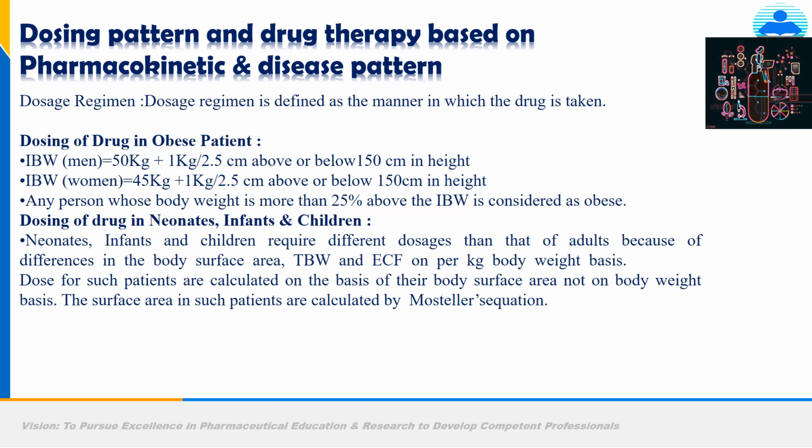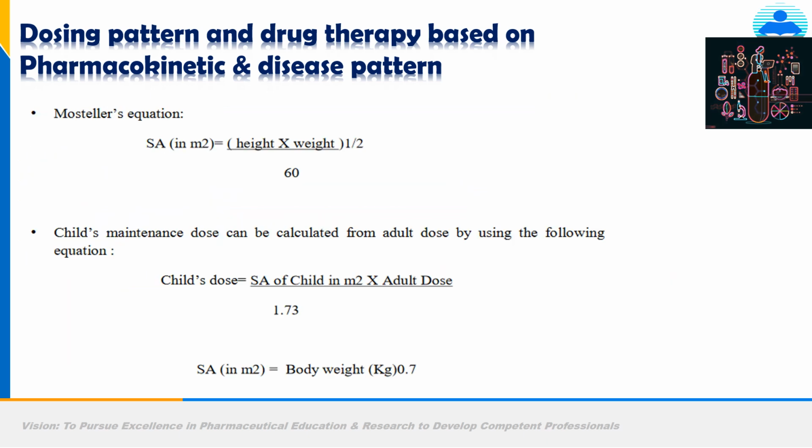Dear friends, there are different calculations for calculating the dosing regimen for the patient: for men, for women, normal men, normal women, obese men, obese women, or based upon body surface area. Here I am presenting the calculations for your reference. Similarly, there are different equations used for identifying the dose based upon the surface area.